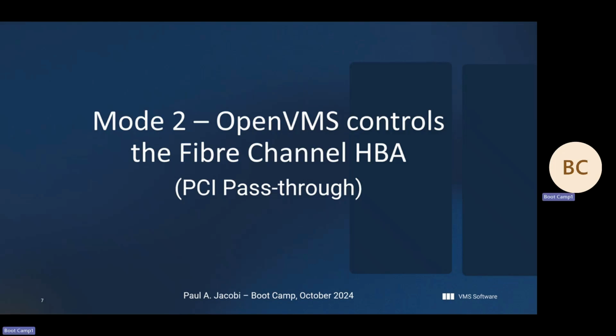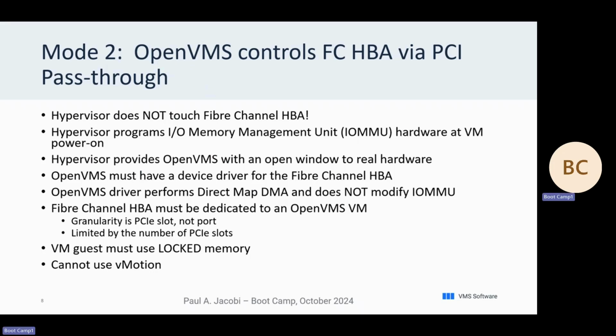Let's look at an example of how mode 2 works, where OpenVMS controls the Fibre channel host bus adapters through PCI pass-through. In this mode, the hypervisor does not touch the Fibre channel host bus adapter at all. It's hands-off for the hypervisor. The hypervisor does program something called the IO memory management unit at VM power on, and I'll explain more about that in a minute. The hypervisor then provides VMS with an open window to the Fibre channel host bus adapter hardware.